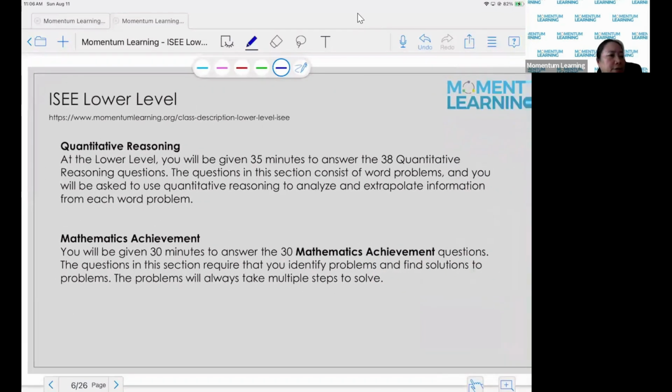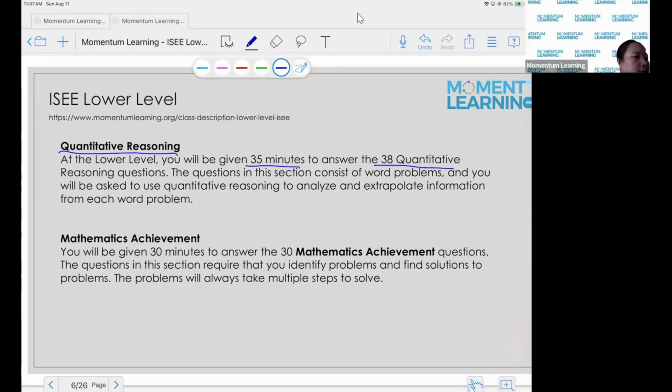Again, as we mentioned earlier, for quantitative reasoning you will be given 35 minutes to answer 38 questions. The questions in this section mainly consist of word problems, and you will be asked to use your quantitative reasoning to analyze and extrapolate the information from each word problem.